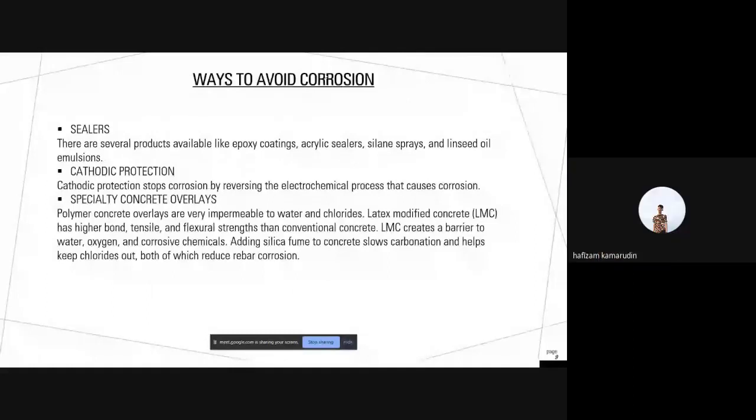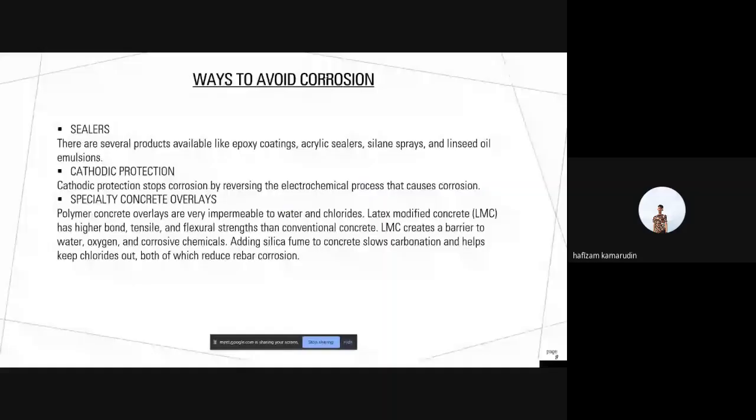Okay, first of all, sealer. A sealer is a viscous material to remain on the surface on which it is applied. A sealant can be thin, enabling penetration of a certain substance through capillary action. Sealants are utilized widely in industry to seal openings that cannot be secured by other materials such as drywall and concrete. Several products are available, like epoxy coating, acrylic sealers, and linseed oil emulsion.